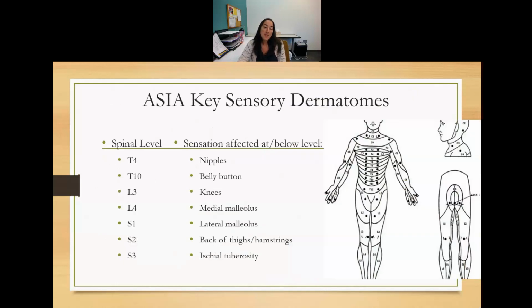ASIA key sensory dermatomes. So these are, I'm dying today, I'm sorry.